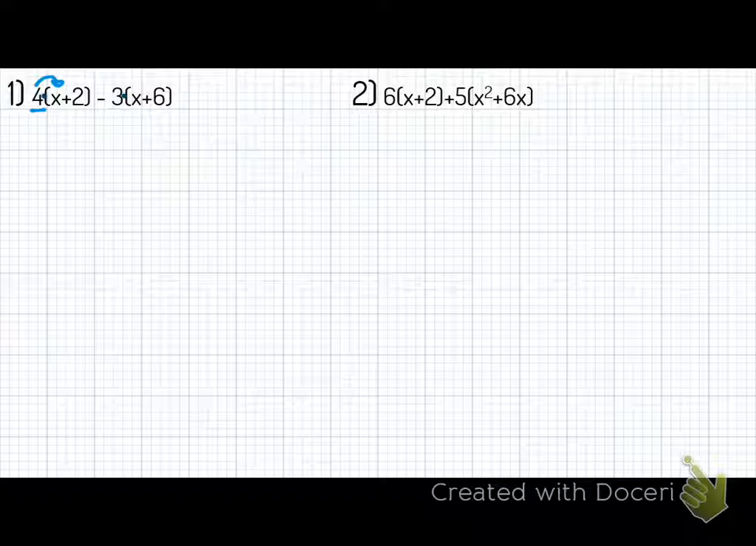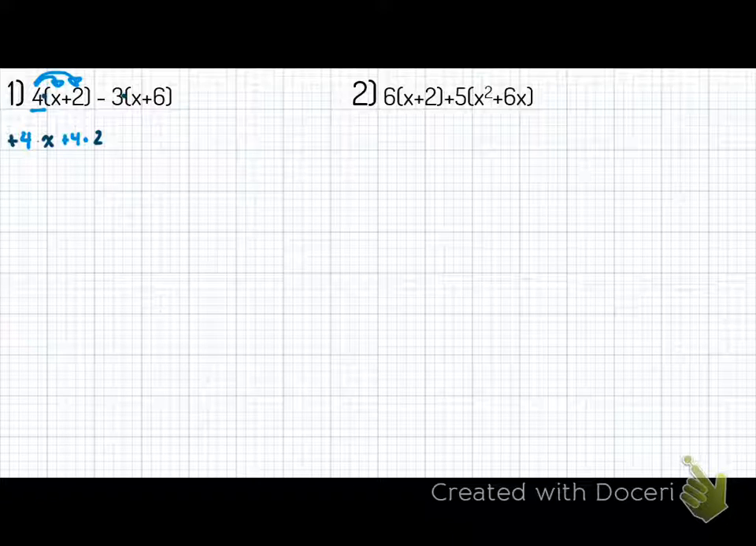So we have positive 4 times x and positive 4 times positive 2. When I do that, I'm thinking, what's positive 4 times x? Well, it's 4 times x, right? And then positive 4 times 2 is positive 4 times 2. And then the next part I have is negative 3 here. I know that my answer has to be positive 4 times positive x and positive 4 times positive 2.